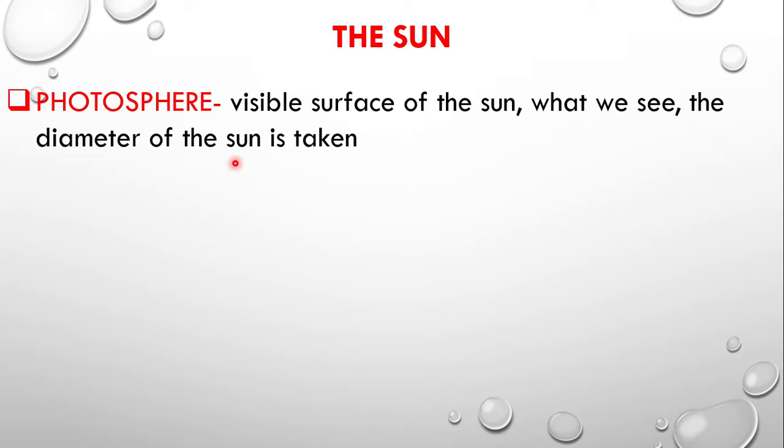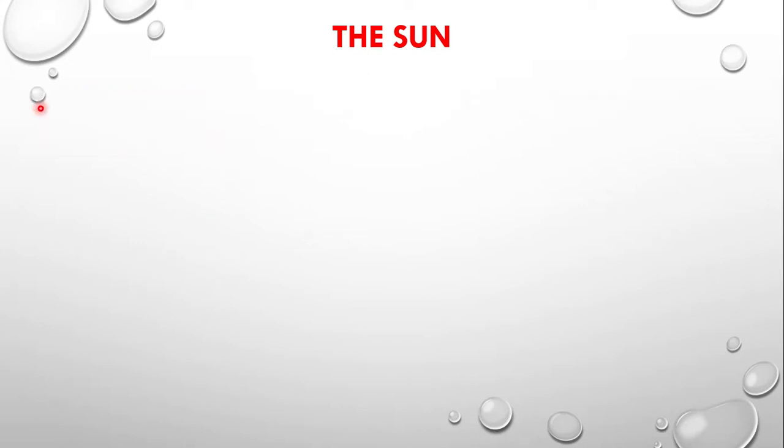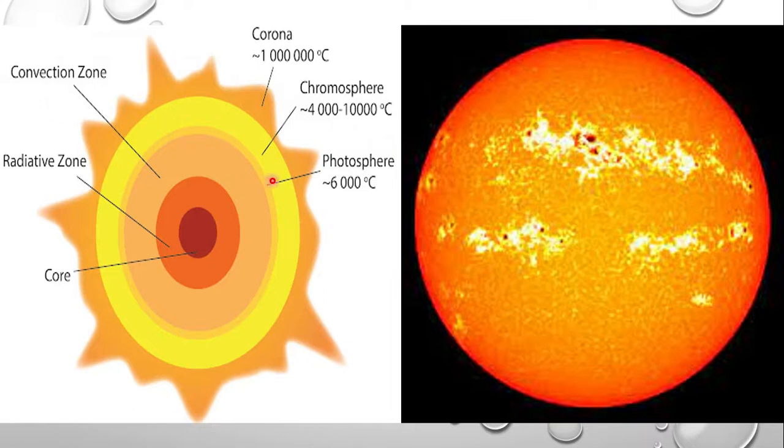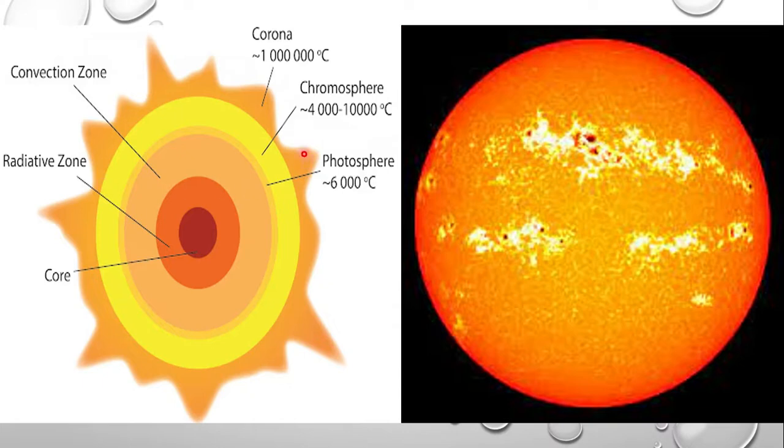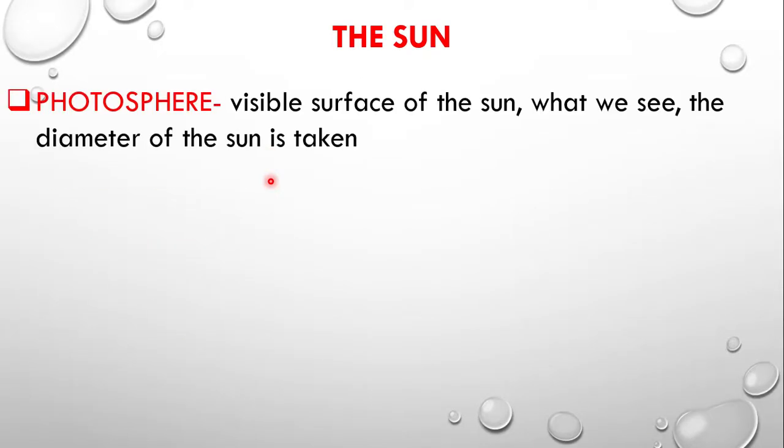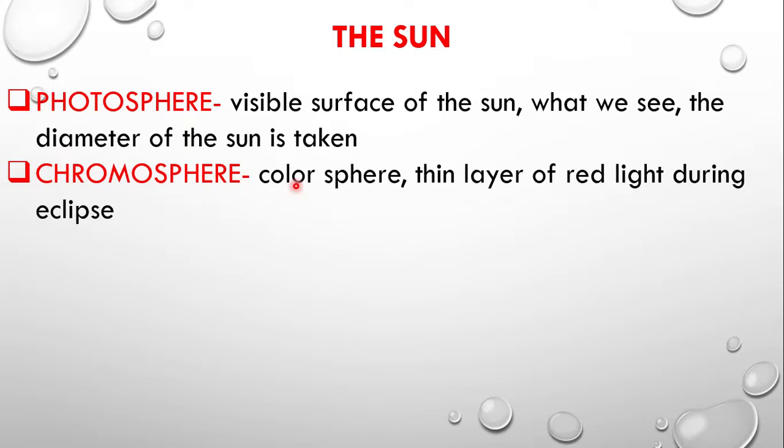Okay, so again, the photosphere, ato ang picture diri kagaina, this one here. The photosphere is the visible surface of the sun, kanang atong makita during daytime. Si photosphere ang gina-measure from another side sa sun, photosphere ang ma-measure ang iyahang diameter sa sun. Okay, so si chromosphere o si corona wala siya gina-include in measuring the diameter of the sun. Okay, so chromosphere here is the color sphere.